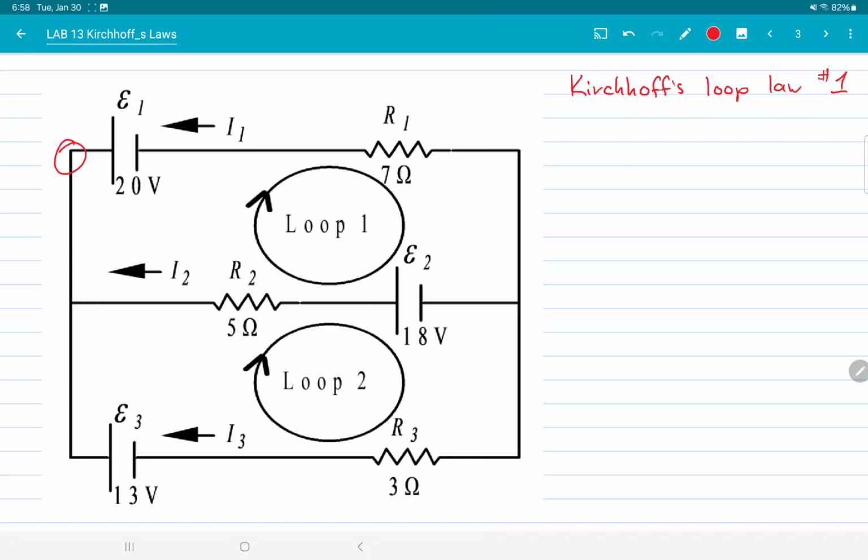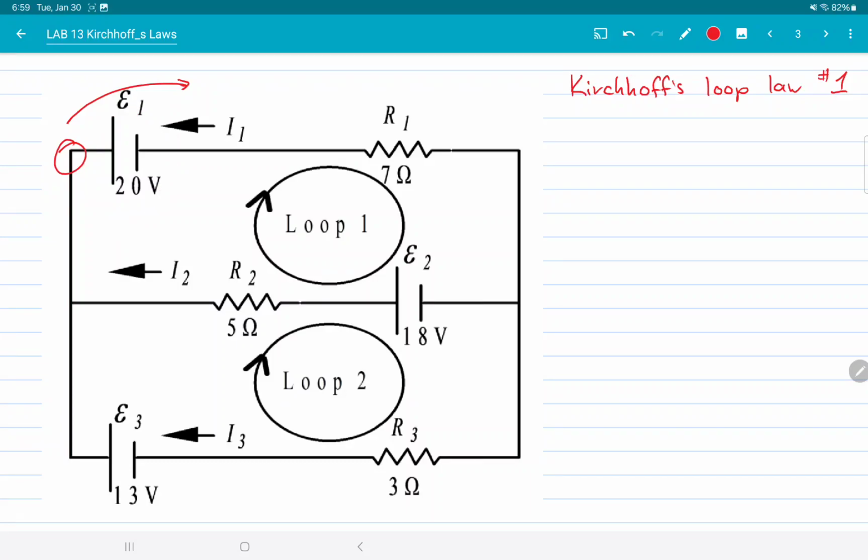So let's be consistent and go around our circuit. So the first thing, as I'm going clockwise, is that I'm going to be going through this power source.